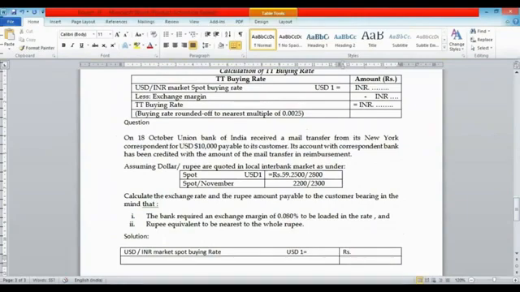What is the rate given? Anybody can reply? As you know that it is a telegraphic transfer, there is no delay. That means the spot rate has to be taken up. This is the spot rate, and this is the buying rate, this is the selling rate. And as the bank is buying, this rate has to be taken up, that is 59.2500.